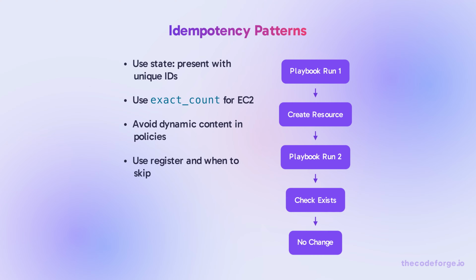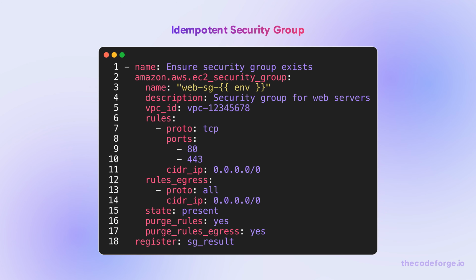Idempotency means running a playbook multiple times produces the same result. Use unique identifiers like name and tags. For elastic compute cloud, use exact count. Avoid dynamic content in policy documents that changes every run. This task ensures a security group exists with the specified rules. Using purge rules ensures the rules match exactly, making it idempotent.